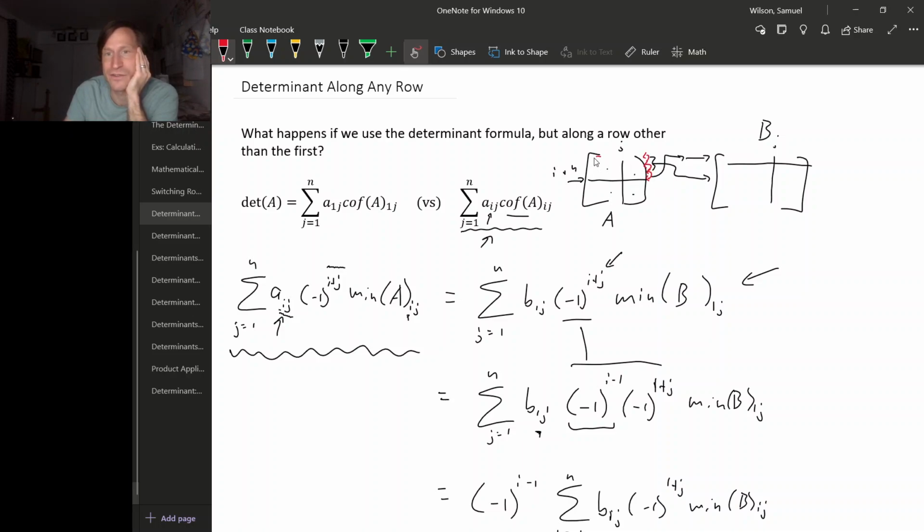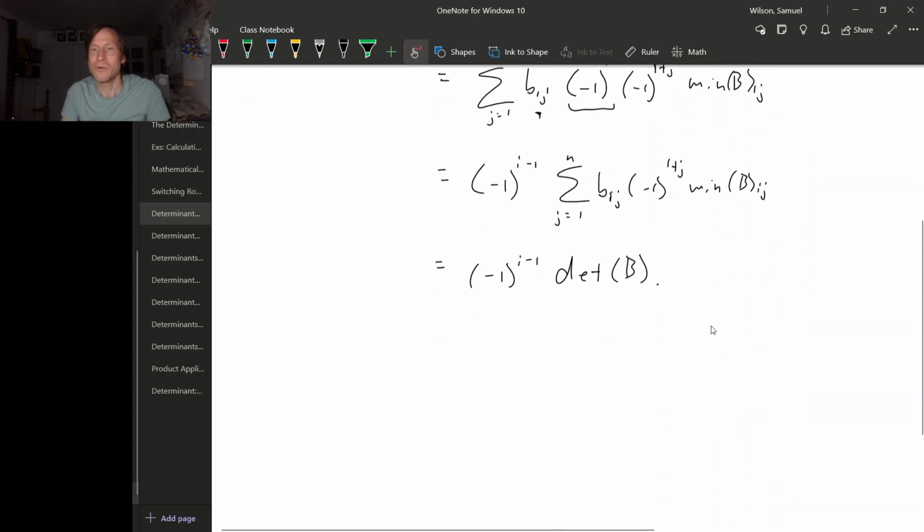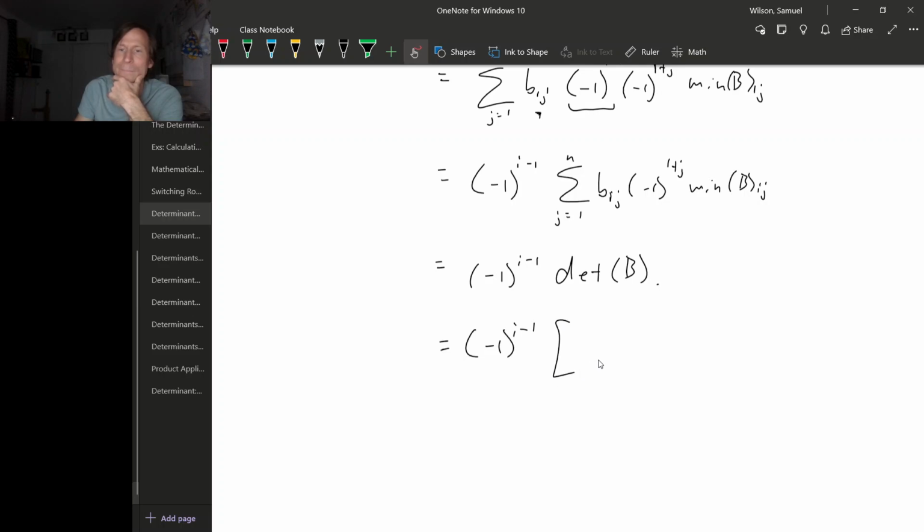It takes the first i minus 1 rows and puts them down here, and it takes the ith row and puts it first. So how many switches did we do? Well, we had to move the ith row up i minus 1 positions, so we did i minus 1 switches. What we proved before is that if you switch 2 rows, it gives you a factor of -1. Well, we did i minus 1 switches, so we get i minus 1 factors of -1 times the determinant of the matrix that you started with, but that was A.